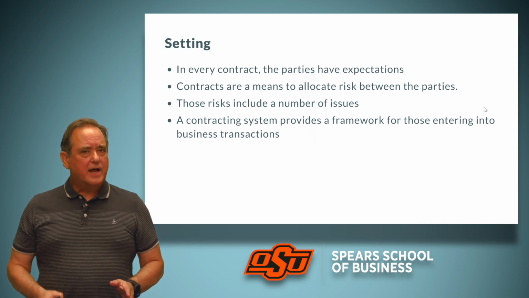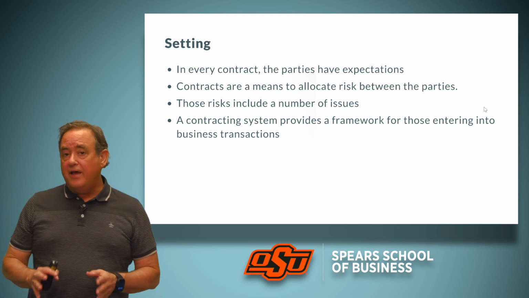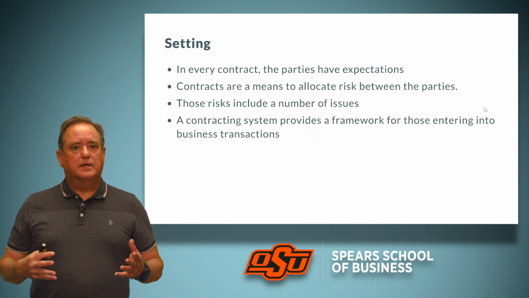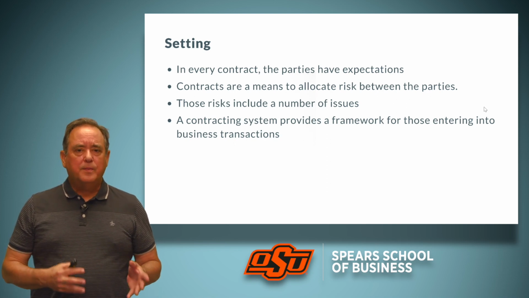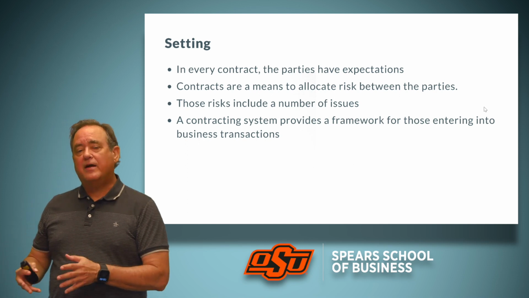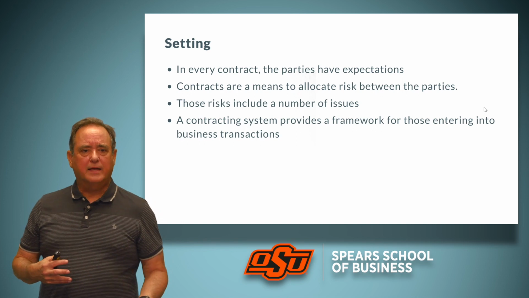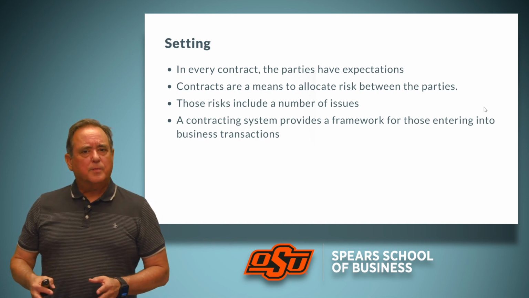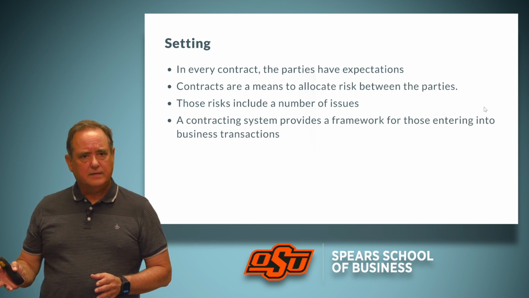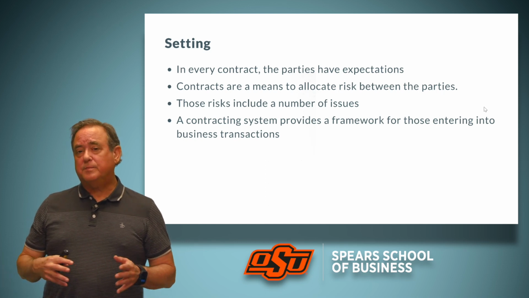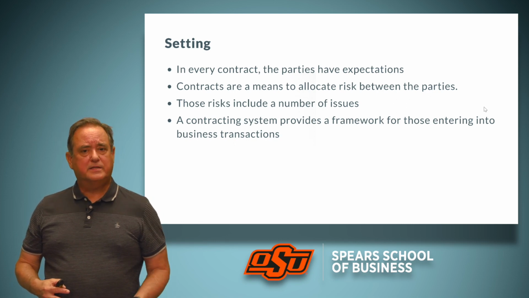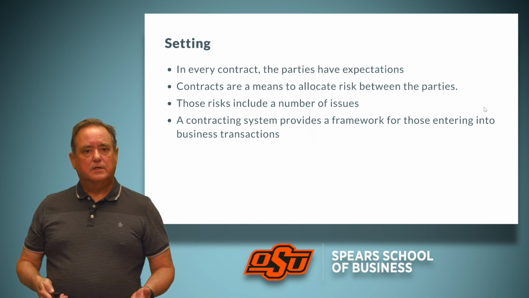Now, what does a contracting system do? Well, in every contract, the parties have expectations. And contracts allow the parties a means to allocate risk so that their expectations are met. And these risks include a number of issues, which we'll talk about in a second. A contracting system provides a framework for those entering into business transactions.